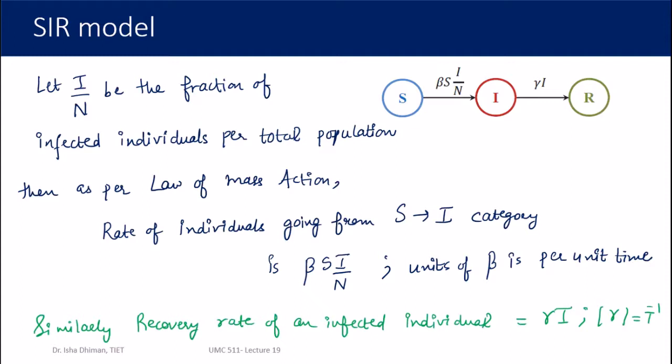So beta is the rate of transmission from the susceptible to the infected class, and the units are per unit time. So that explains the rates of going from S to I. This is the rate of going from the S to I class, and this is the rate of going from the I to R class.